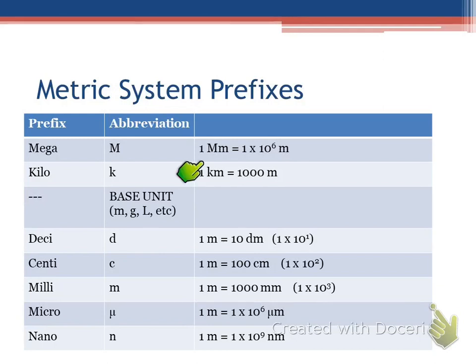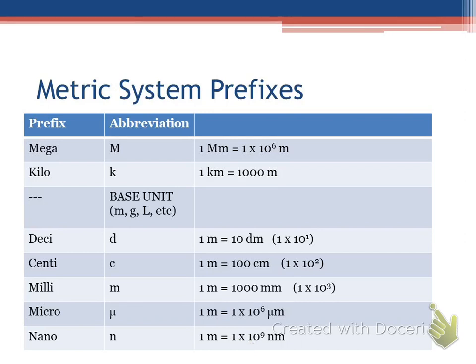So a megameter is equal to 1 times 10 to the 6th, or 1,000,000 meters. A kilometer is equal to 1,000 meters, or 1 times 10 to the 3rd meters. Then we fall below this. These are all units smaller than 1 meter. So I'm going to say 1 meter is equal to 10 decimeters, 100 centimeters, 1,000 millimeters, 1,000,000 micro, and 1 billion nano. Okay?